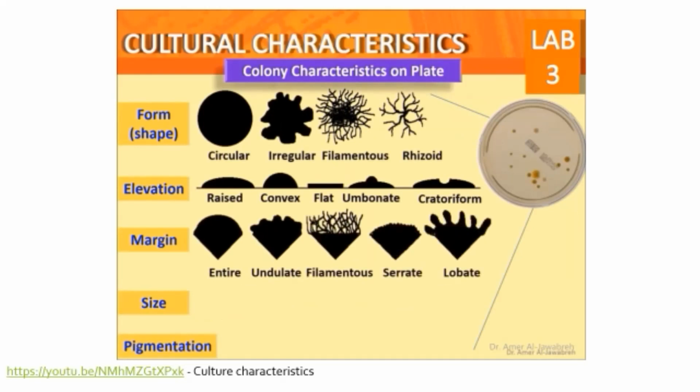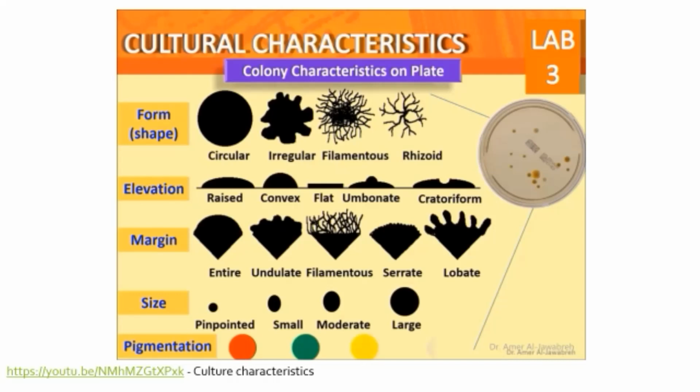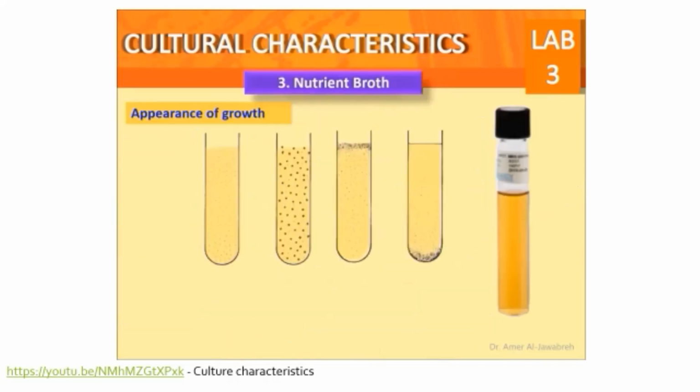Size: pinpointed, small, moderate, or large. Surface is hilly, or having a tree-like, rhizoid-like structure. Pigmentation: it could be red, green, yellow, or white-gray, with the microbes. These are some of the basic parameters. Nutrient broth: the appearance of growth.